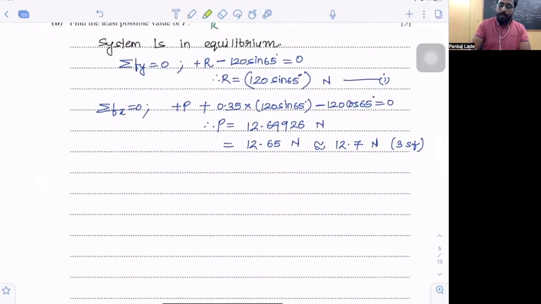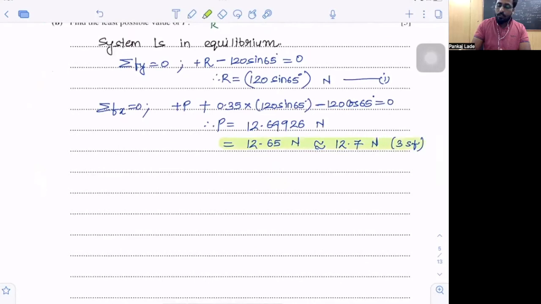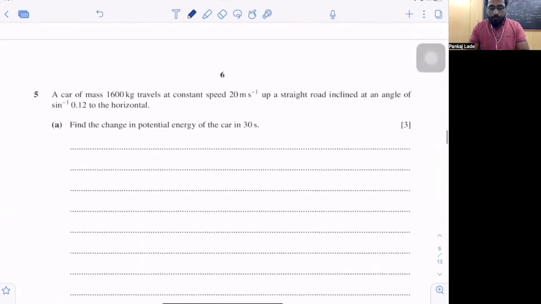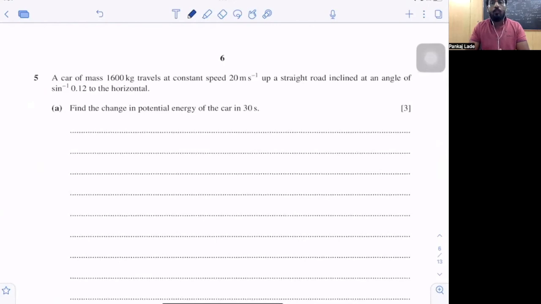I'll just quickly shade my answer. This is the value of P. So P is equal to 12.7 newtons. So that was all about question number 4. We are going to proceed ahead with question number 5 now.